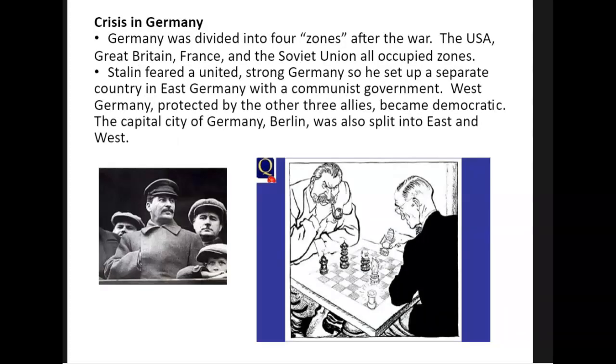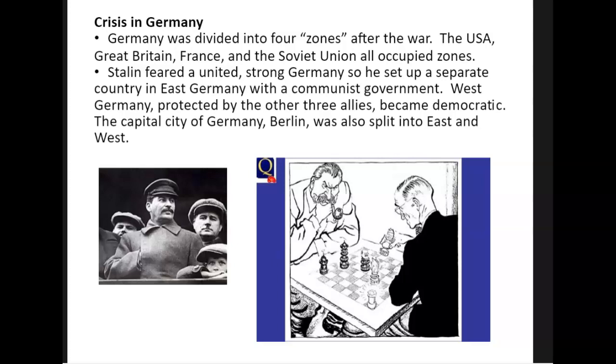In Germany, there's a crisis in the immediate aftermath of the war. As you remember, Germany was divided into 4 zones. The U.S., Great Britain, France, and Soviet Union all had occupied zones. This was set up at the Yalta and Potsdam conferences. Stalin was really fearful of a united, strong Germany, so he set up a separate country in East Germany with a communist government. West Germany, protected by the other three allies, became democratic.